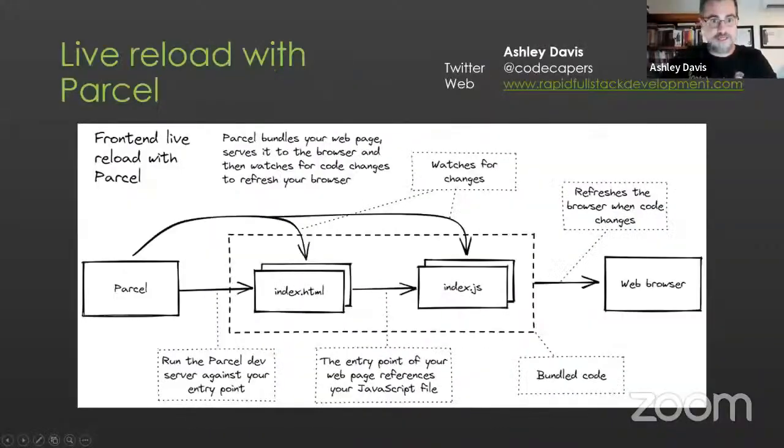So the next example is live reload with Parcel. Parcel is an easy to use front end bundler. It's going to take a collection of source assets like HTML, CSS, and JavaScript, and compile them into a static web page. And the web page that you build with Parcel can easily be copied to any web server and just served as simple files over HTTP.